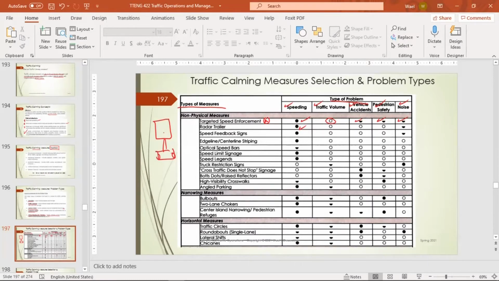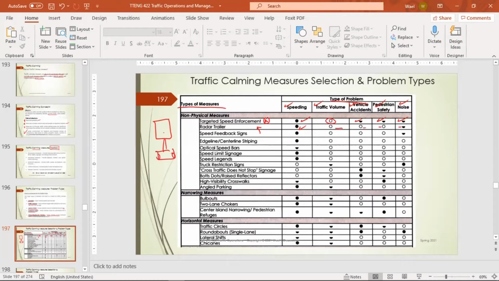But for traffic volume, null. For speed accidents, null. For pedestrian safety, null. For noise, maybe. Speed feedback sign is also similar to that, but it's not in a trailer. It's kind of permanent. Also, it's similar to the speed trailer, the radar trailer.